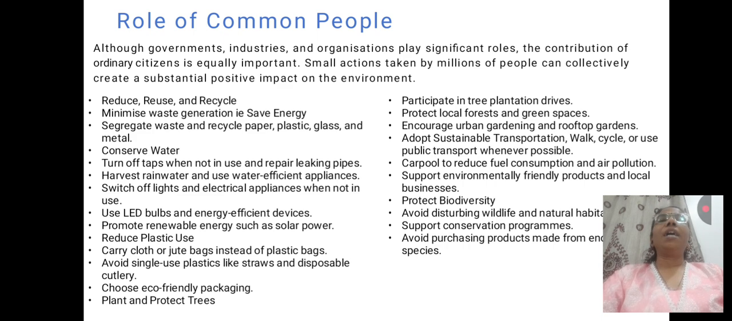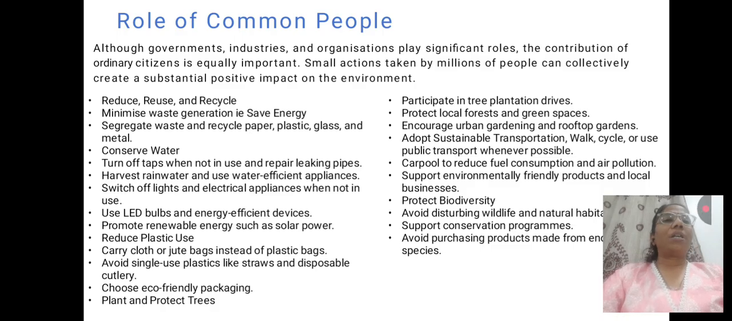Reduce plastic use. Carry cloth or jute bags instead of plastic bags. Avoid single-use plastics like straws and disposable cutlery. Choose eco-friendly packing. Plant trees and protect trees. Not only planting is important, but protection of those trees is equally important. Participate in tree plantation drives. Protect local forests and green spaces. Encourage urban gardening and rooftop gardens.